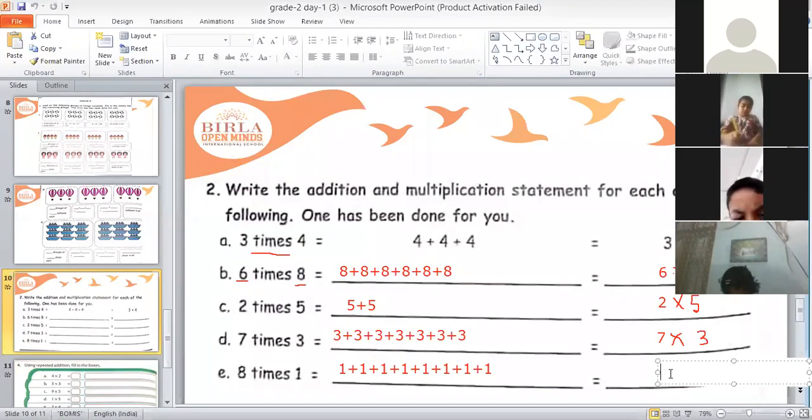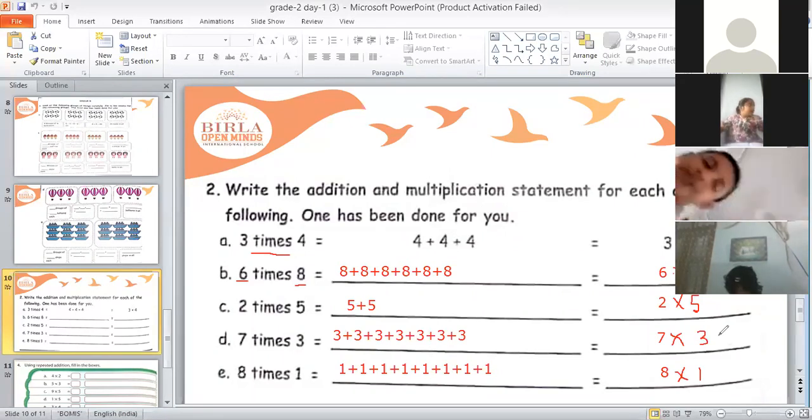8 multiply 1. Not the other way, that is wrong. So this is 8 multiply 1. Now this is correct. Those who have completed, please check your answers. Okay, so now I am clearing all this. I hope nobody is writing.